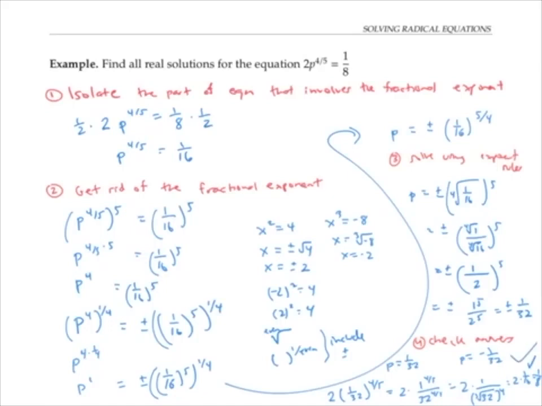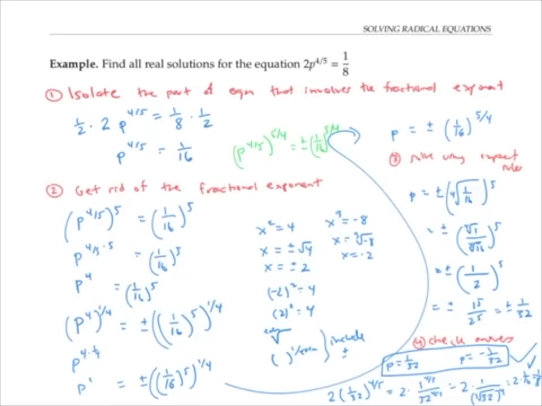So our two solutions are p equals 1 over 32 and p equals minus 1 over 32. I do want to point out an alternate approach to getting rid of the fractional exponent. We could have gotten rid of it all in one fell swoop by raising both sides of our equation to the 5/4 power.